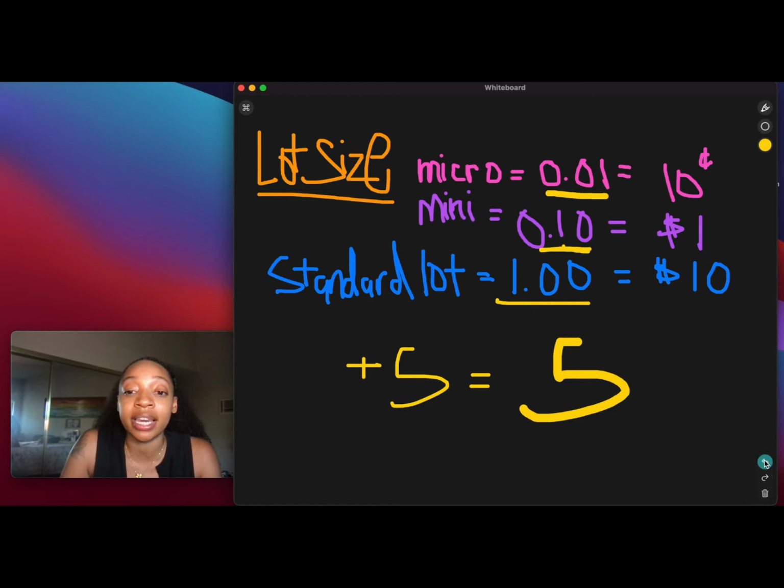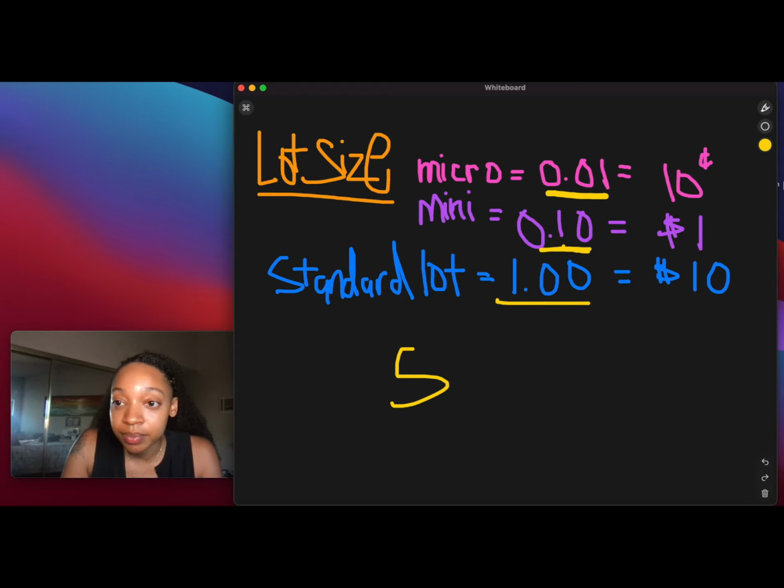You want to get in and out at a comfortable, reasonable amount. So let's hop into standard. Standard is also a lot, and it's going to look like 1.00 in the market. So for every standard, you are going to make $10 in the market.